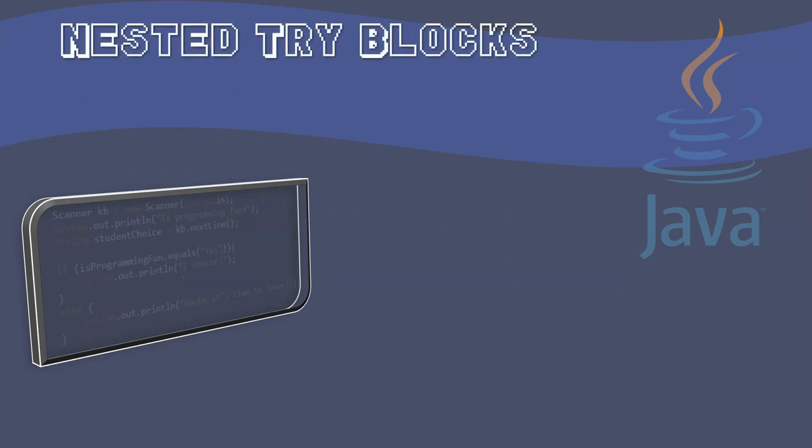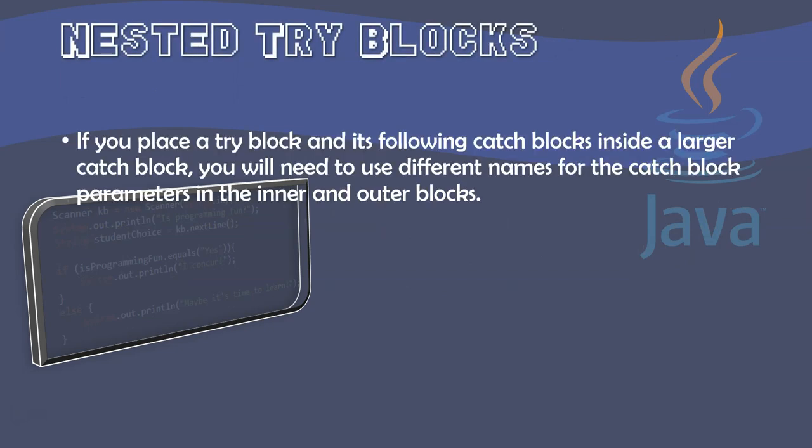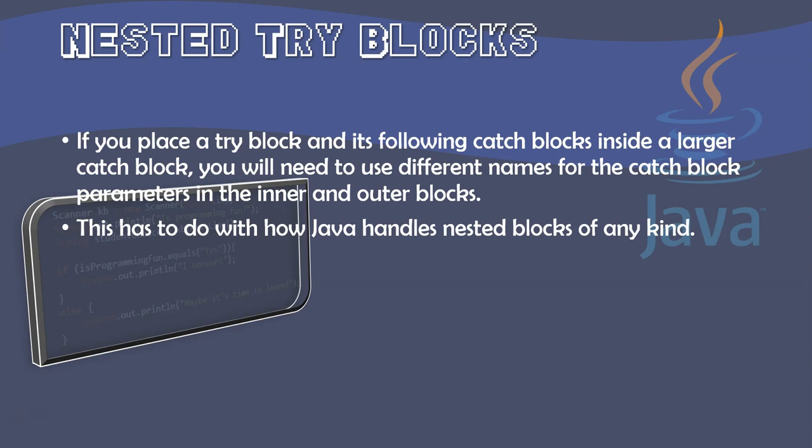So when we start talking about these nested try blocks, if you place a try block and its following catch blocks inside of that larger catch block, we're going to need different names for those catch block parameters for the inner and outer blocks, because otherwise it's going to wonder which one you are specifically referring to. If you have, for example, two exception e, which exception e are you talking about? And this is how Java handles it: it looks at the names of them.